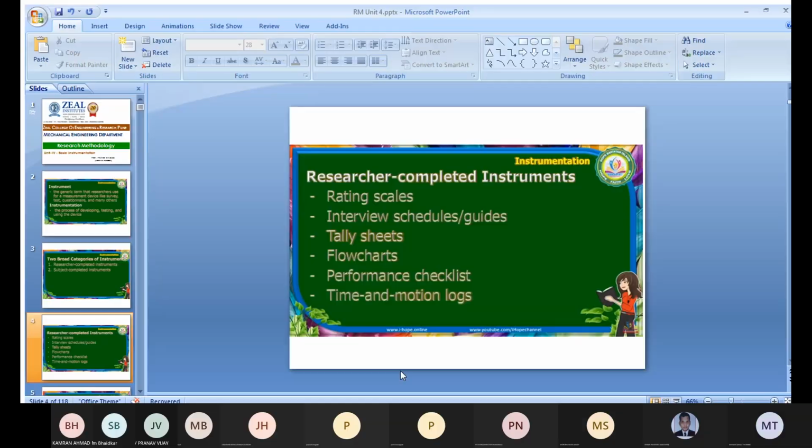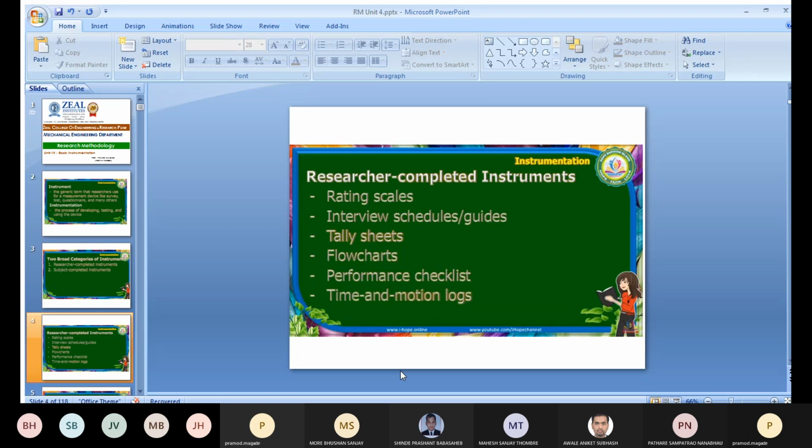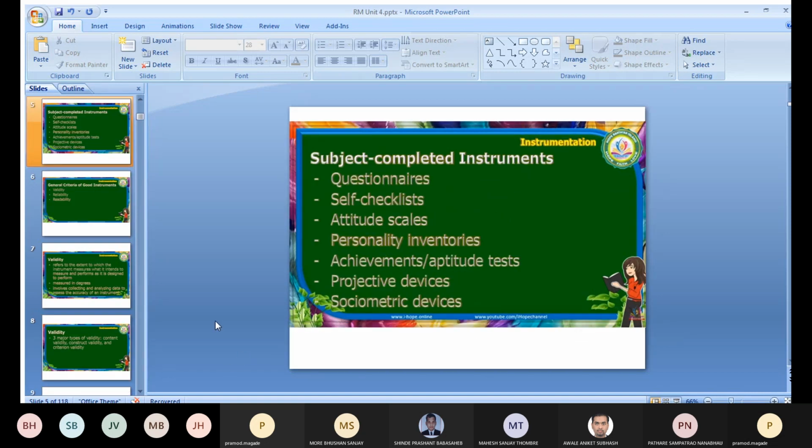So we are studying this unit number 4 related to the basic instrumentation from the research point of view, or on the nature of research. And as a student, we are the researcher, and from our point of view, we are going to learn the things. So many more things we have seen.